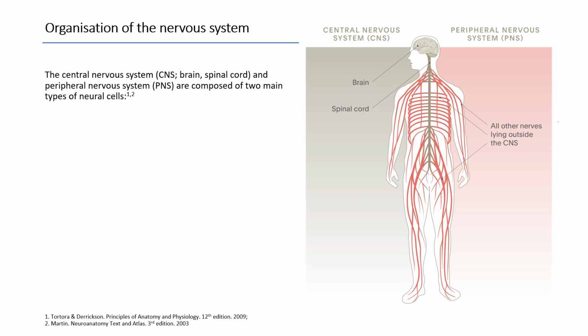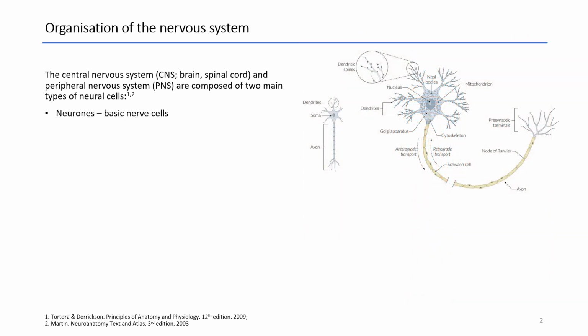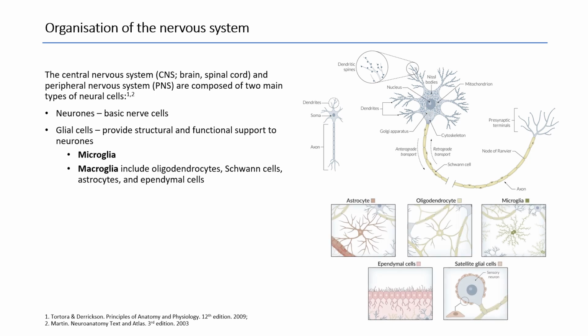Nerve tissue is the main tissue component of the nervous system and is primarily composed of neurons and supporting glial cells. Neurons are basic nerve cells which transmit messages throughout the nervous system, resulting in functions as diverse as tasting, thinking, and moving. Glial cells, on the other hand, provide structural and functional support to neurons. There are two main types of glial cells.